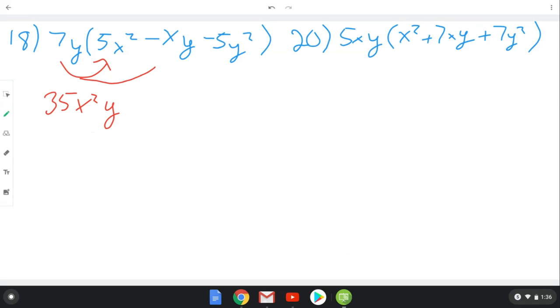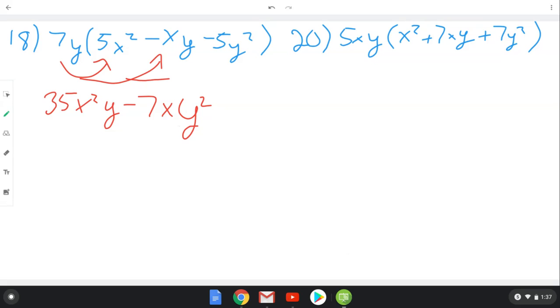I'm doing 7y times negative xy. So I have negative. There's no number, so it's just 1 times 7. So it's just going to be 7 in front. And then there's no x over here, so this x is going to stay the same. And now I have y times y. So remember that there's an invisible exponent of 1. So when I have y times y, that's going to be y squared. I'm adding the exponents, right? So that's y squared. And then we continue.